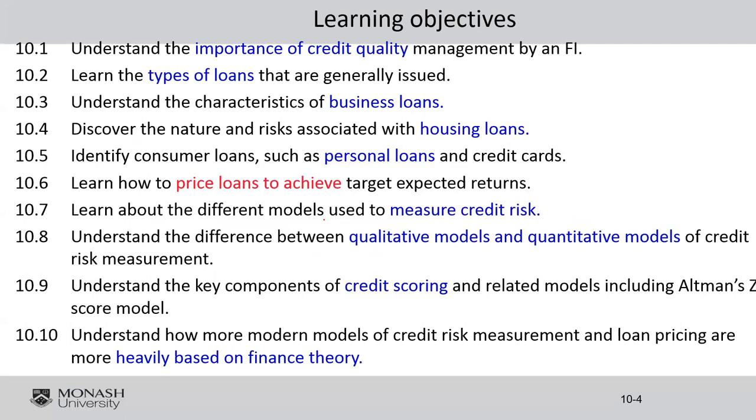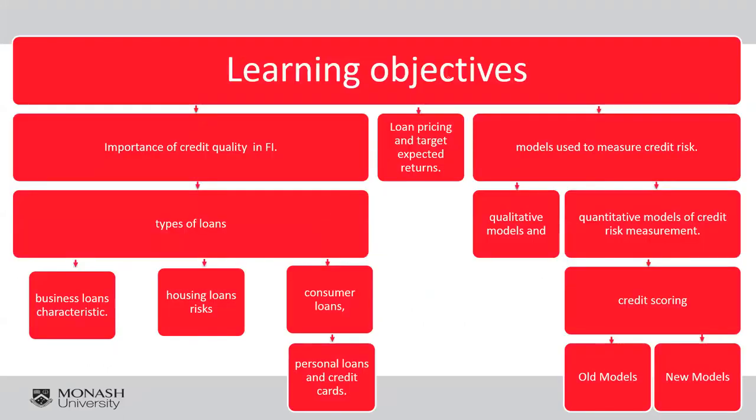Now, let me go to the learning objectives. I summarize the learning objectives here, and as you can see, we are trying to study first the importance of credit risk, which is this part. Then after that, we'll go to the loan pricing and the loan pricing of credit risk. And then we will study also the models of credit risk when we do something called benchmarking. And I will explain this as we continue.